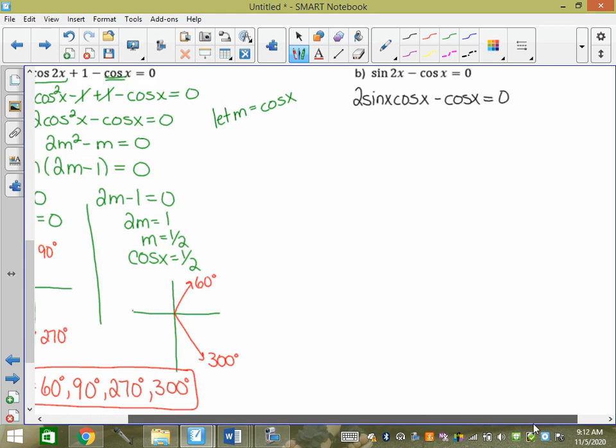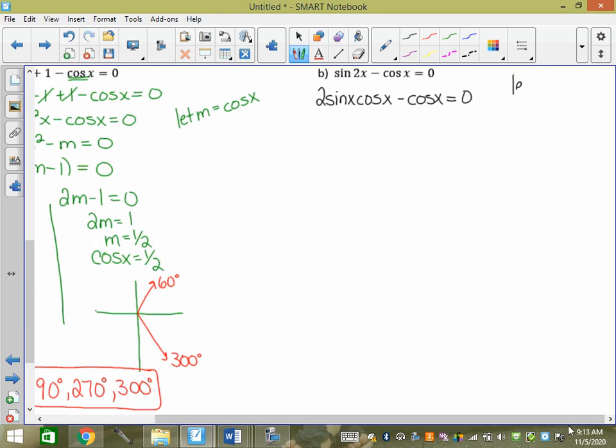Now, if this is overwhelming, you can let m equal sine x and let n equal cos x. I don't have to make this any prettier because both terms have a cos x in them. One term has a sine x cos x and the other has a cos x. As long as all of your terms contain one trig ratio that all of them share, you can GCF that out. So we're in a good state.